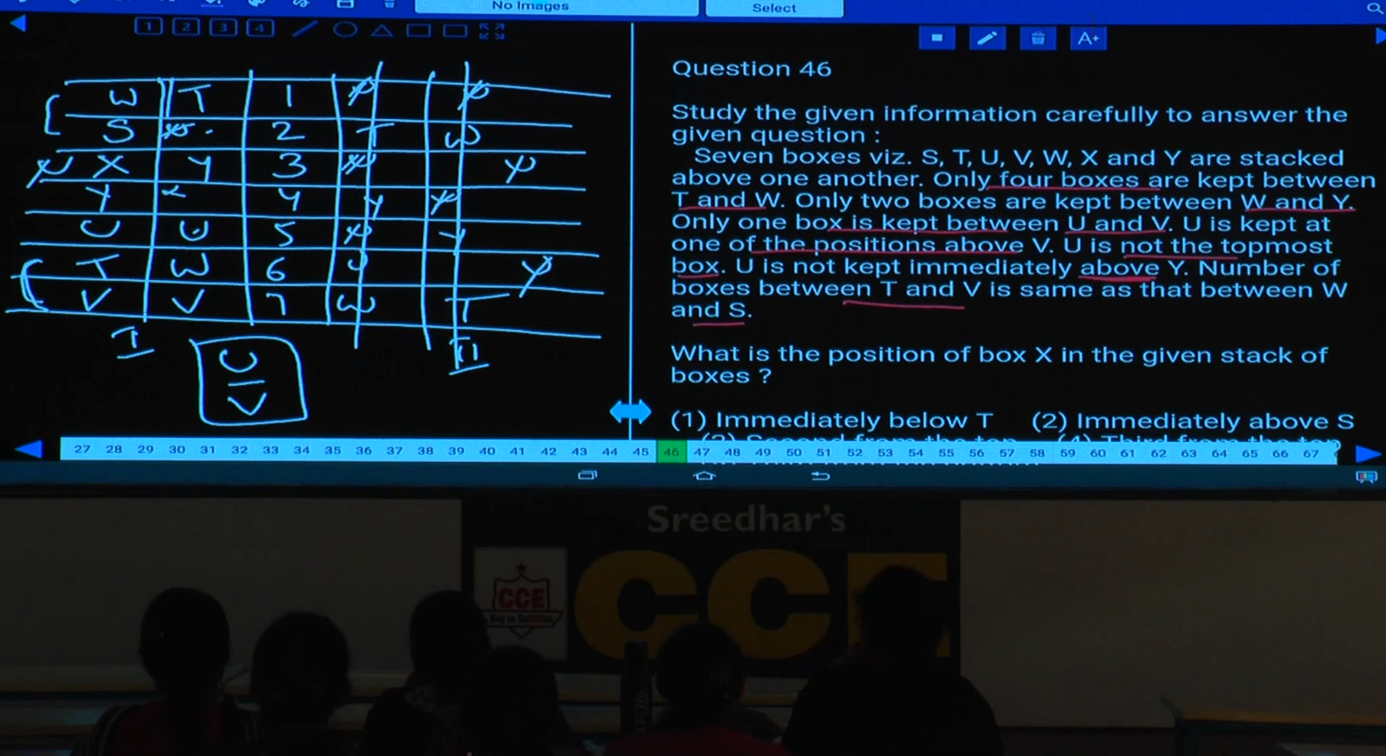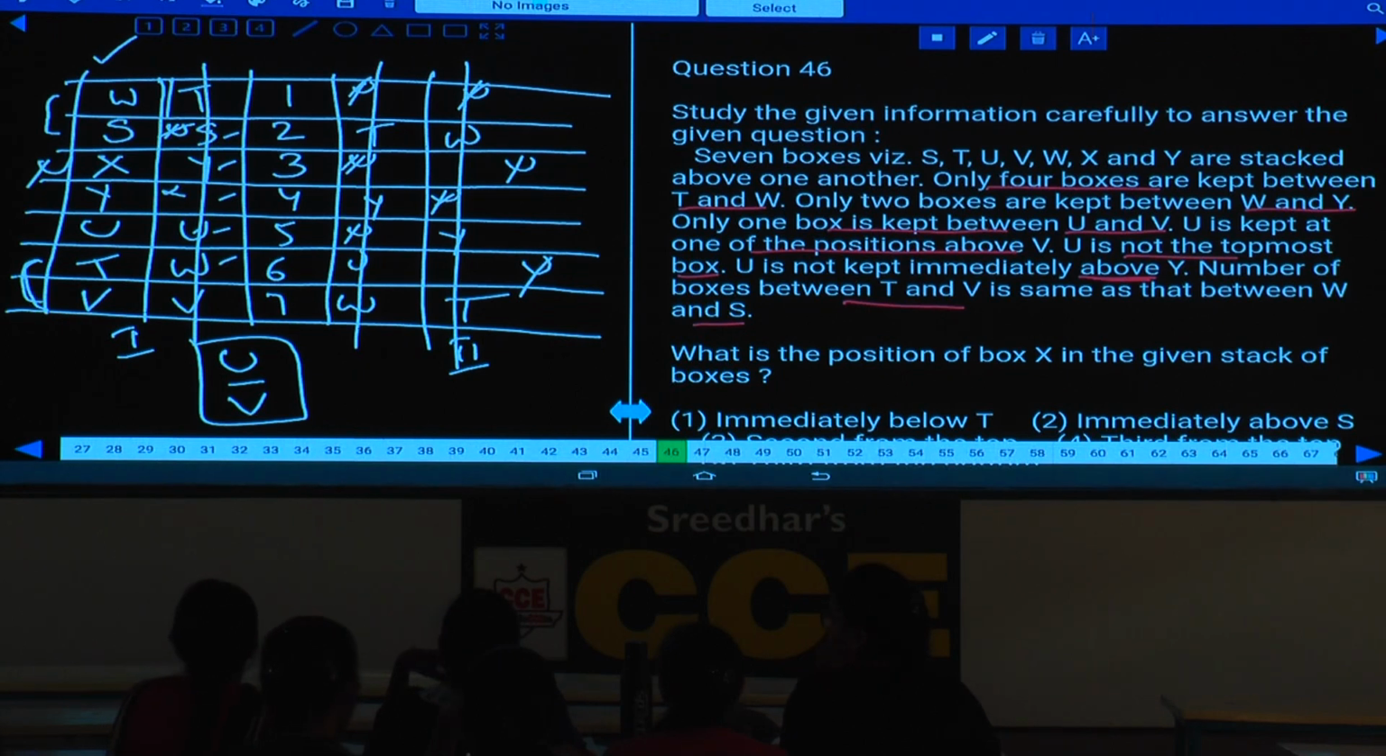And again, number of boxes between T and V. Now here T and V, how many boxes are there? 1, 2, 3, 4, 5 boxes are there in between these two. And between W and S, we should have 5 boxes. Can we have 5 boxes here? No, at the most we can have only 3 boxes but not 5 boxes. And this case is also ruled out. Finally, we are left with only 1 case. Clear? Though we started with 2 possibilities, in the meanwhile we got 2 more and we dealt with 4 different possibilities. With the help of the given information, 3 cases are invalid. Finally, we are left with only 1 case.